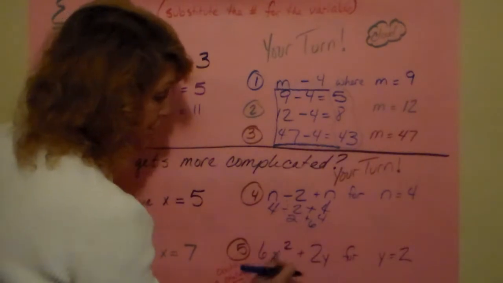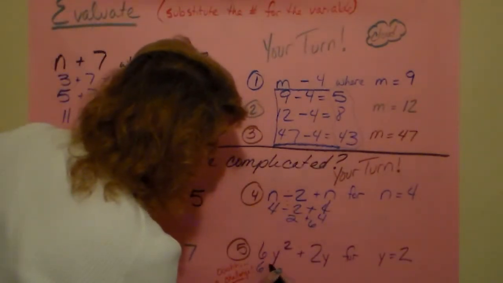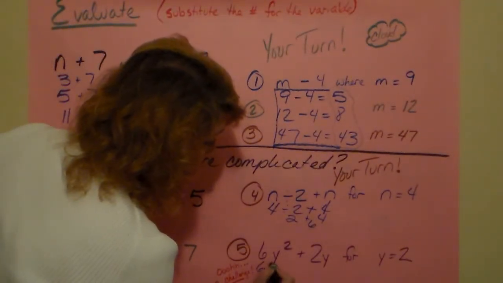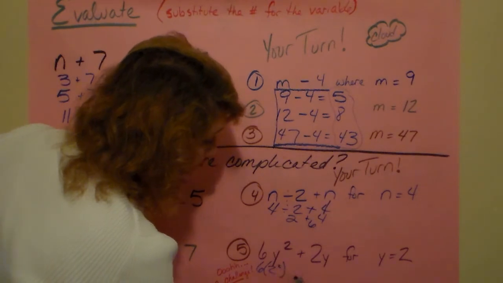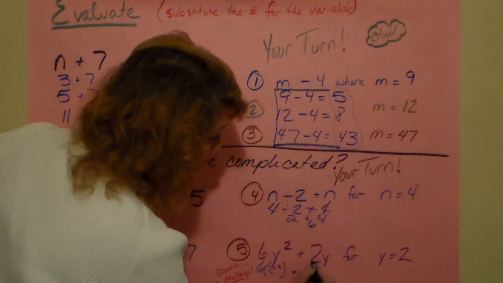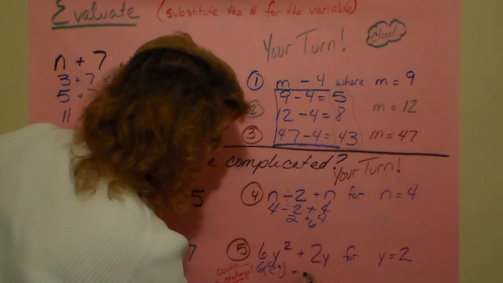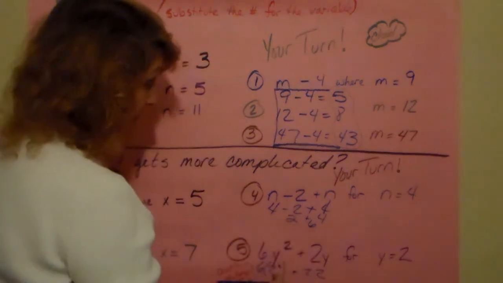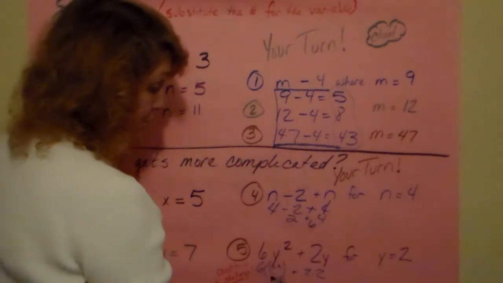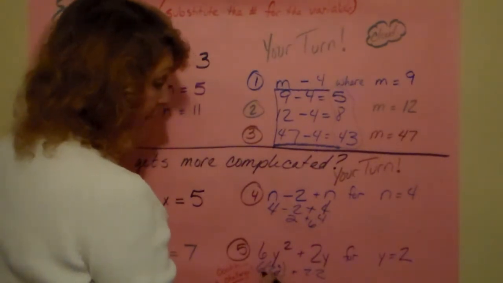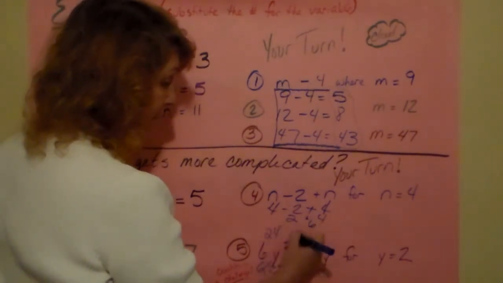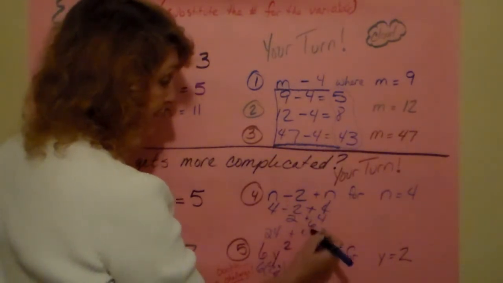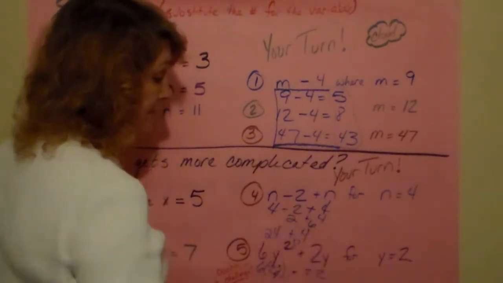6y squared plus 2y. 6 times 2 squared plus 2 times 2. Okay. I'm going to take this up here now so that you can see it. 6 times 2 squared. Well, 2 squared is 4. 6 times 4 is 24 plus, and 2 times 2 is 4. And that makes 8.